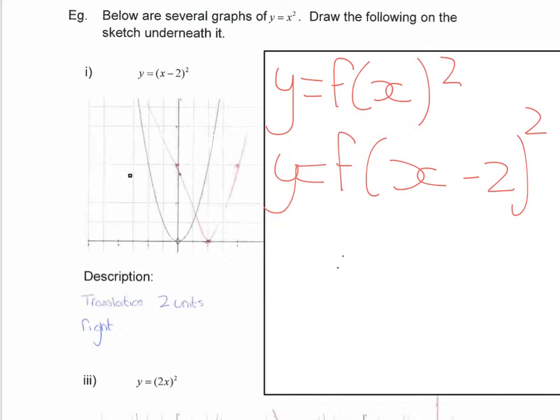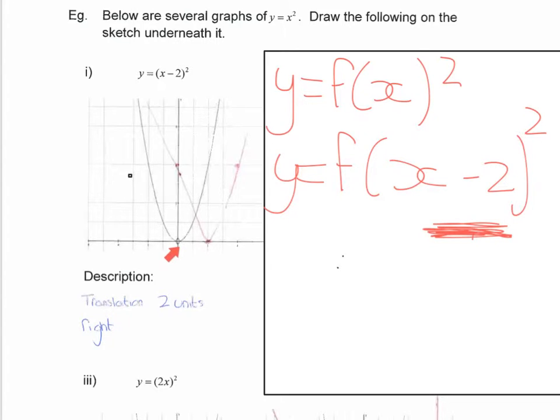So it's within the bracket, the x value itself has changed within the function. So it's a translation parallel to the x-axis, and remember negative 2 means we are moving it to the right 2, as the right is the negative direction. So all we do is take our curve and move all the x coordinates 2 units right.